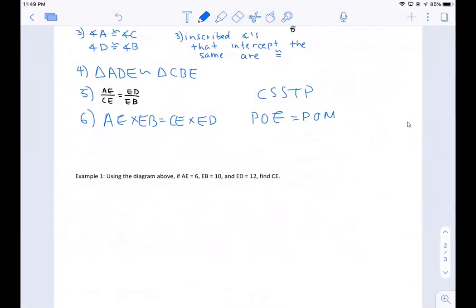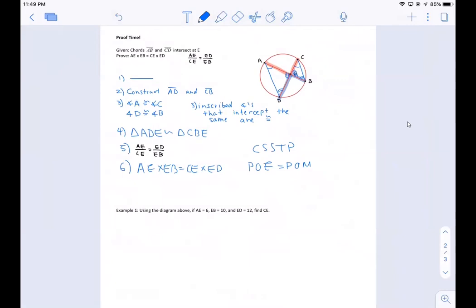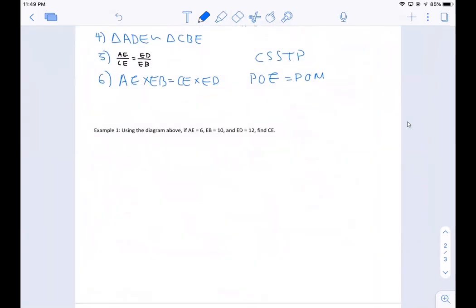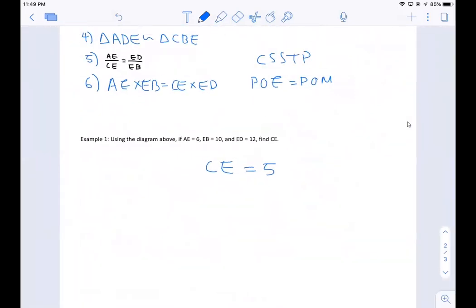So example 1, using the diagram above, if AE equals 6, EB is 10, and ED is 12, find CE. So pause the video, do it. I'll give you 10 seconds. All right, good. CE is equal to 5, right? Not even going to go over that. Unless you actually do have a question, let me know, but I think you can all get CE is 5.